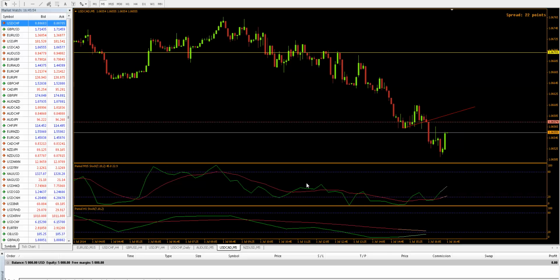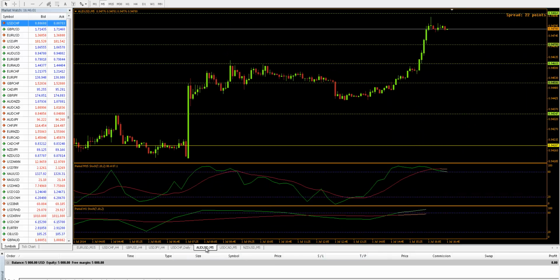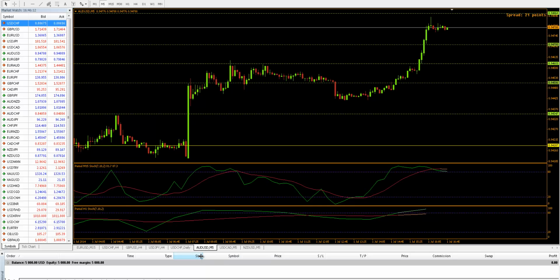Negative slope, the market goes down. The Aussie here is still there. The Aussie is still there. I don't know. Take profit, man.